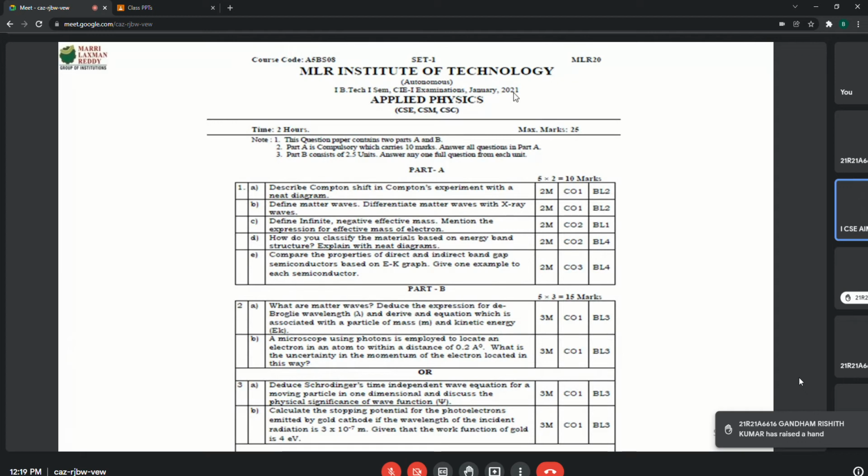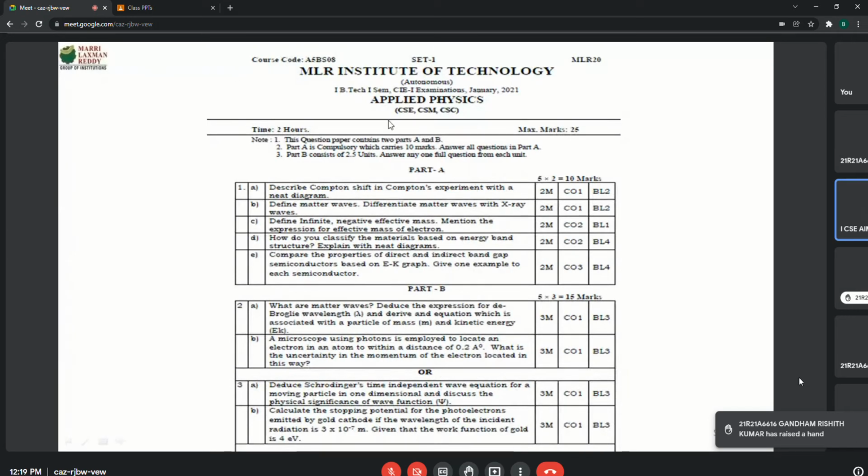See here, our college has set number 1, and set number 2 is also there. They will prepare two sets of question papers, set 1 and set 2, which will be taken as printouts and circulated to the students, like 1, 2, 1, 2, like that.